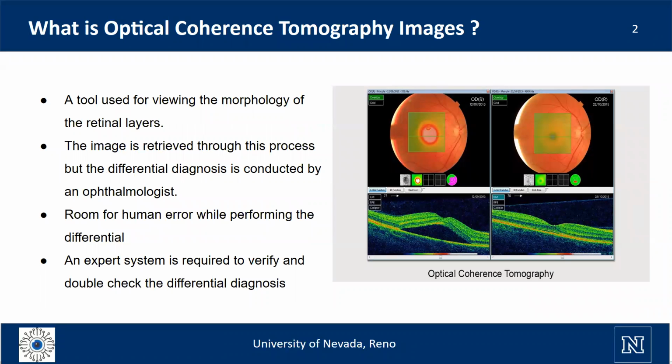To diagnose the aforementioned conditions and diseases, we use optical coherence tomography, or OCT. Optical coherence tomography is a technique which uses low coherence light to understand morphological information of the retinal subspace. But the differential diagnosis is still dependent on expert ophthalmologists. The solution is to automate the process so there exists no room for human error.